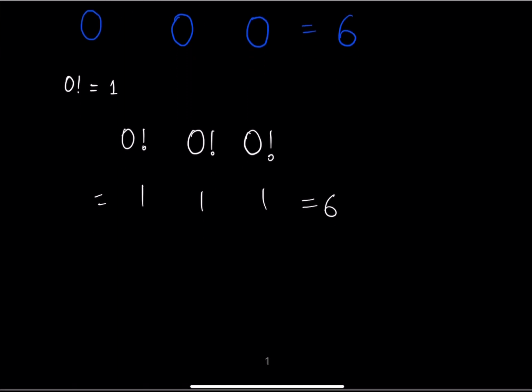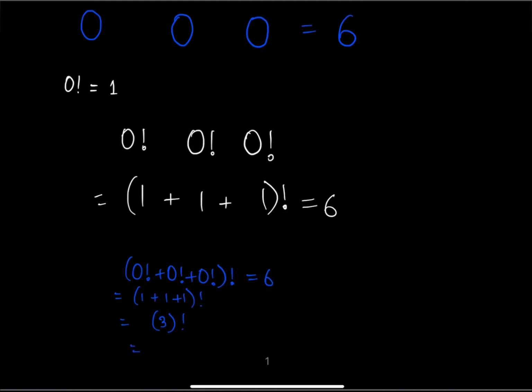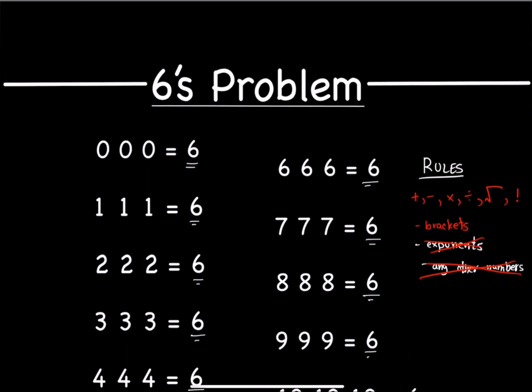Now, if you think about it, 1 plus 1 plus 1 gives us 3, and the factorial of 3 gives us 6. So we have found the answer to 0, 0, 0, which is 0 factorial plus 0 factorial plus 0 factorial in brackets, and the factorial of that gives us 6, because that would give us 1 plus 1 plus 1, and the factorial of that is 6. So let's write that down. 0 factorial plus 0 factorial plus 0 factorial, and the factorial of that.